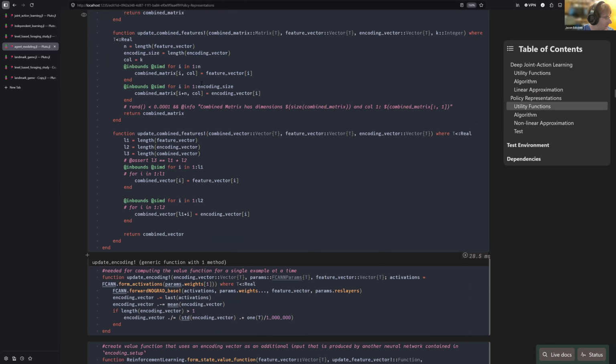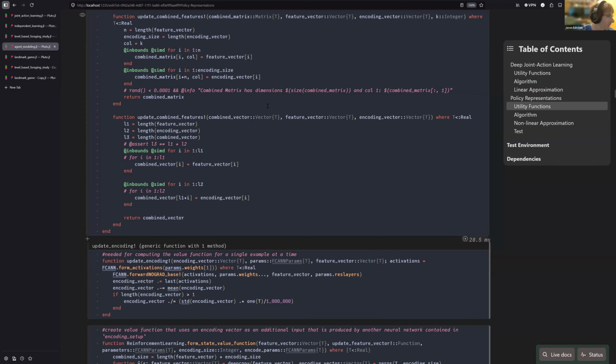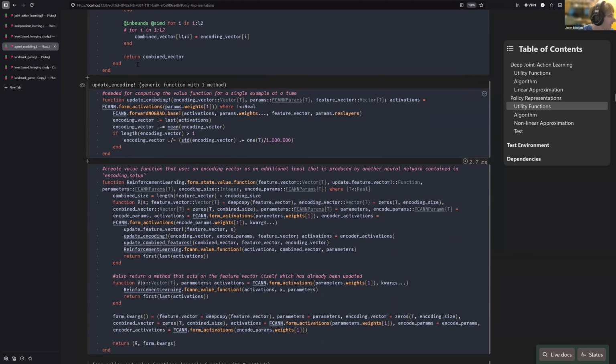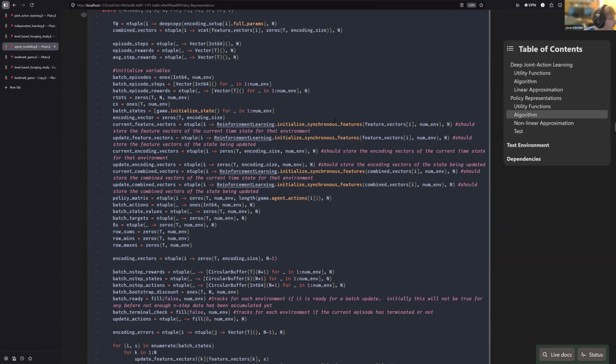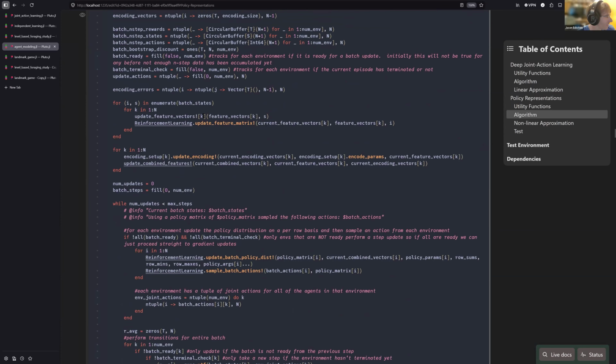And these are just different functions that combine these feature vectors together into this combined input, which is going to be used to actually do the action prediction. These are just forward pass functions for the neural network. If we look at the actor critic code for this, the nice thing about it is it looks almost exactly the same as the independent actor critic algorithm. It's just that we now have another set of inputs to keep track of. We have the encoding vectors we have to generate, and then also the combined vectors that are going to be used, where we're concatenating the feature vector with the encoding vector. But otherwise, everything's the same.